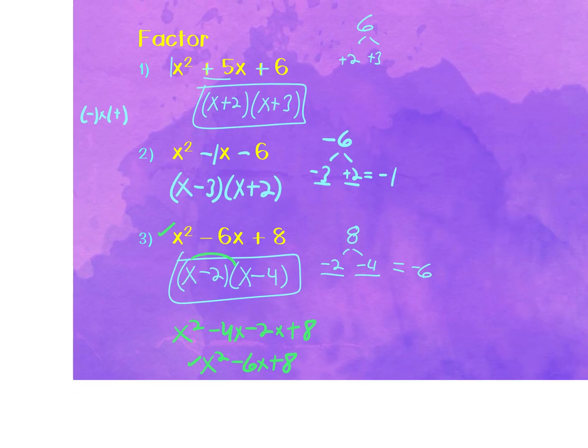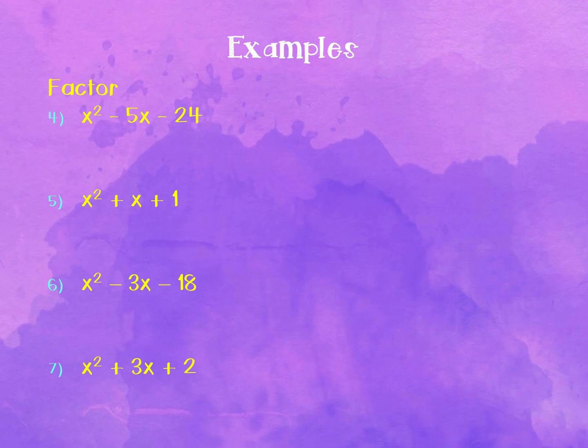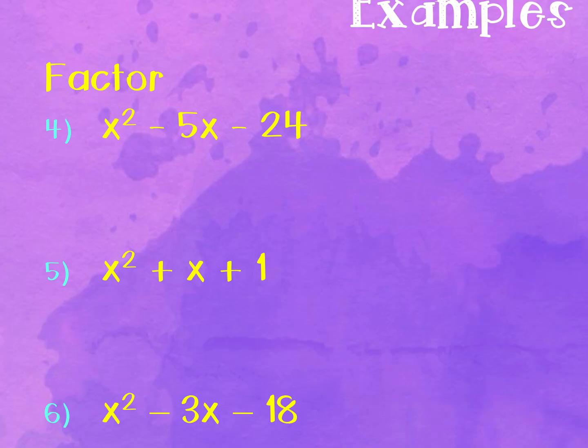Questions on this page? Okay, good, right? So most people can do, with the exception of 5, all of these, right? Factors of negative 24 that add to negative 5 should be negative 8 and positive 3, right? Be careful with your signs. They should add up to the middle number, including the signs. So we get x minus 8, x plus 3.